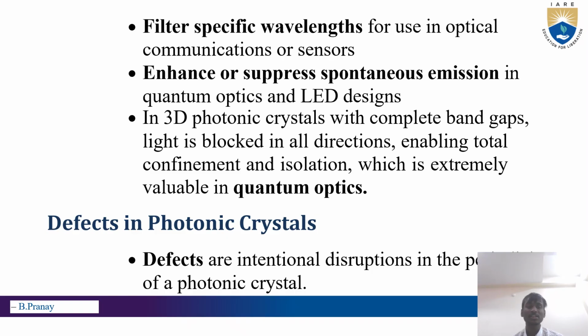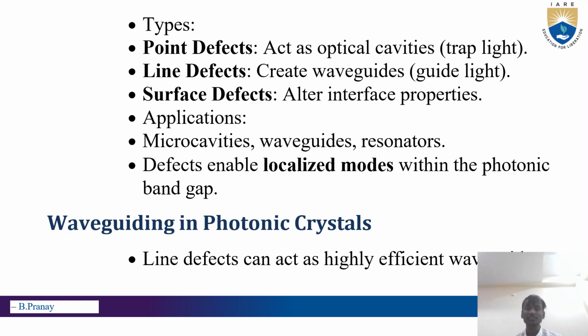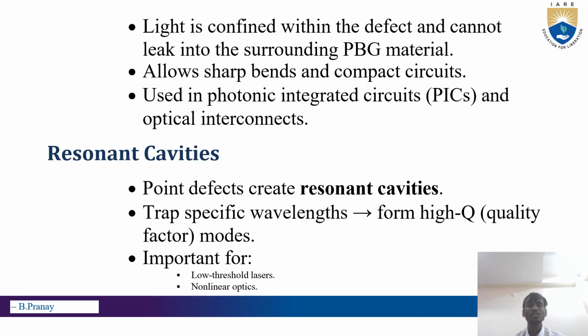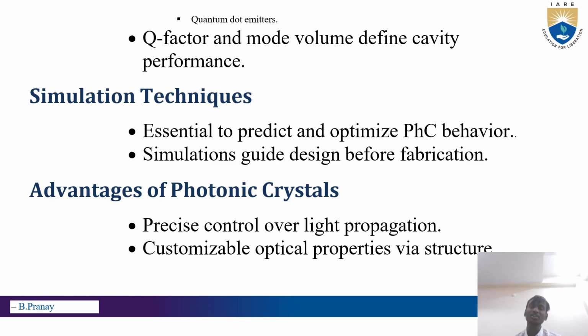It is also valuable in quantum optics. Defects occur in photonic crystals: point defects, line defects, and surface defects. Applications are microcavities, waveguides, and resonators. Defects create localized modes and wave guiding. Wave guiding means light is confined within the defect and cannot leak into the surrounding PBG material. Resonant cavities: point defects create resonant cavities with high Q. The Q factor and the mode volume of the cavity are important.